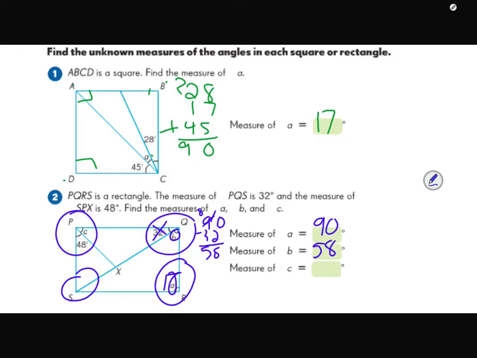And then the last one is P. It says C. I see that one part of it's 48. I know the whole thing's 90. I'm going to get rid of this 48. And I get 42. So C is 42 degrees.